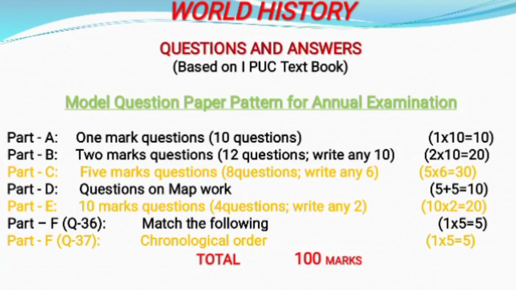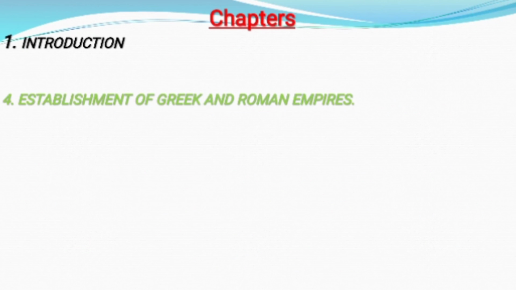Let us see our syllabus. The syllabus of the first PUC history subject. The title of the history subject in first PUC is World History. So, it explains the history of the world. In this syllabus, a total of 13 chapters are there.